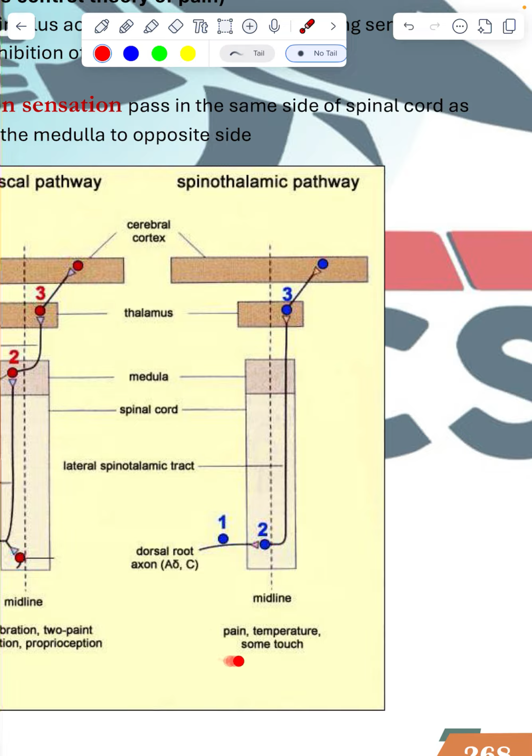So pain and temperature travel in the spinothalamic tract. They cross at the same level and rise up to the thalamus. If there is a hemitransection, Brown-Séquard, the sensation from the opposite side is lost because this crossing is done at the lower level. So pain and temperature of the opposite side is lost.